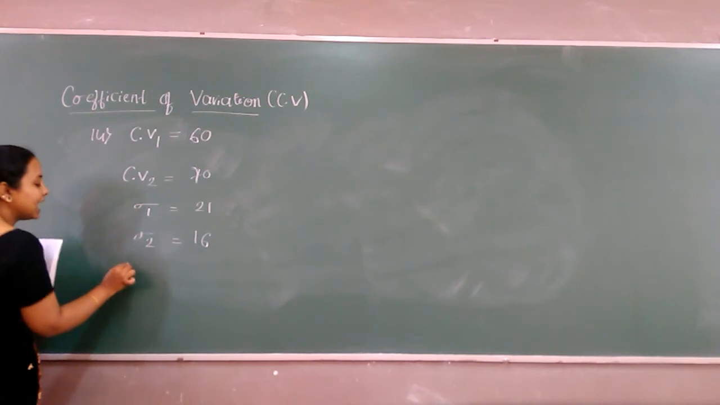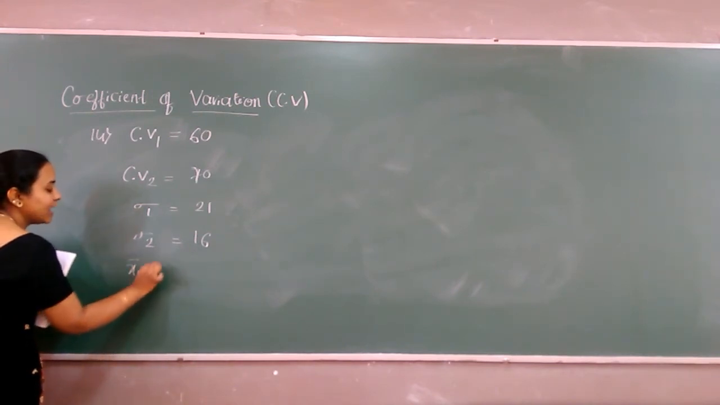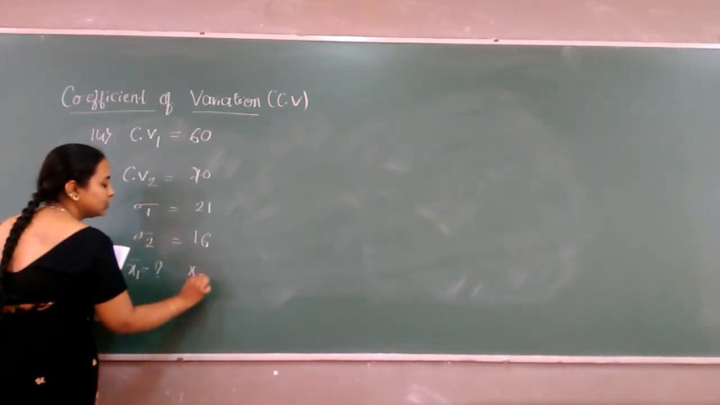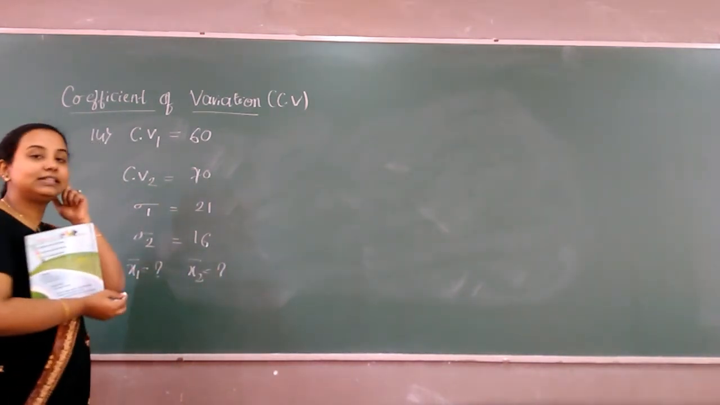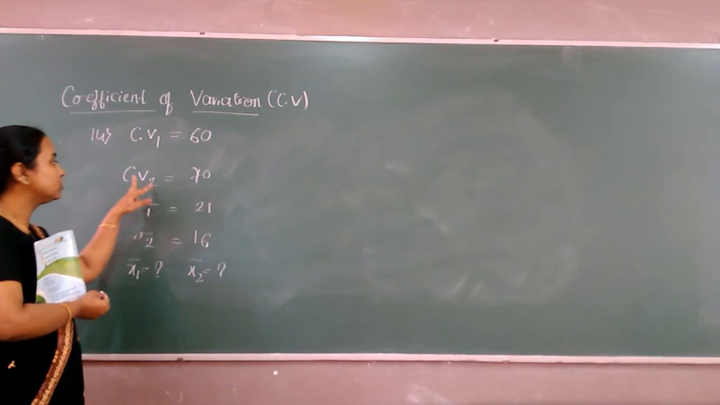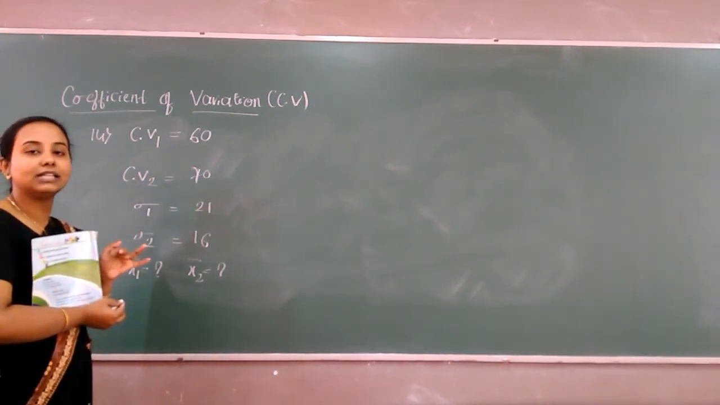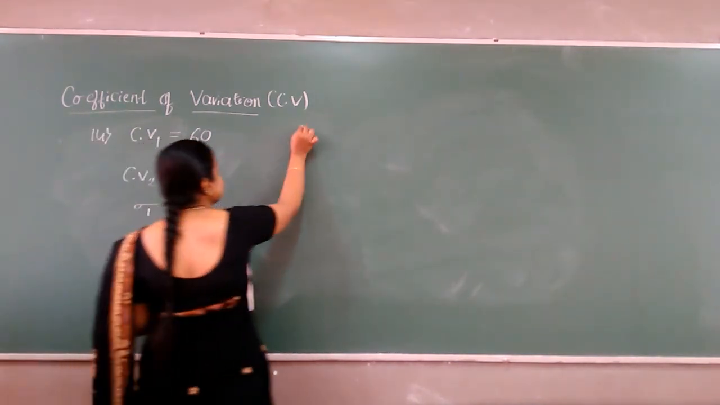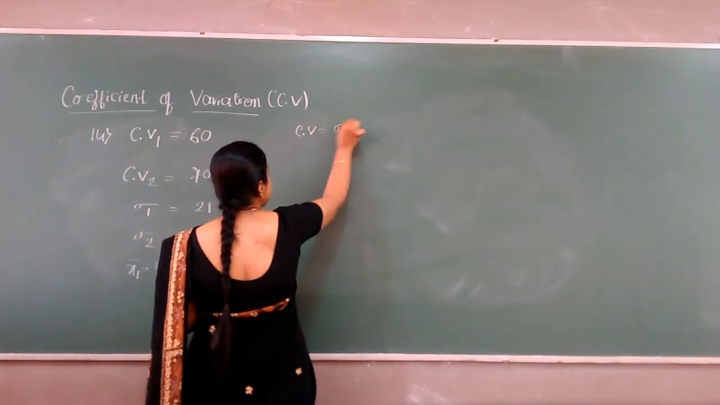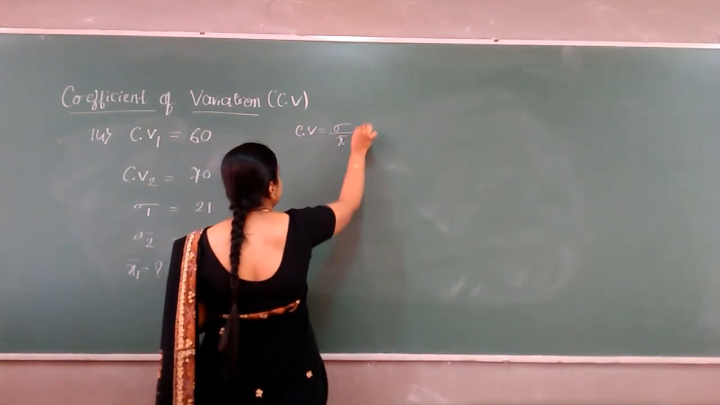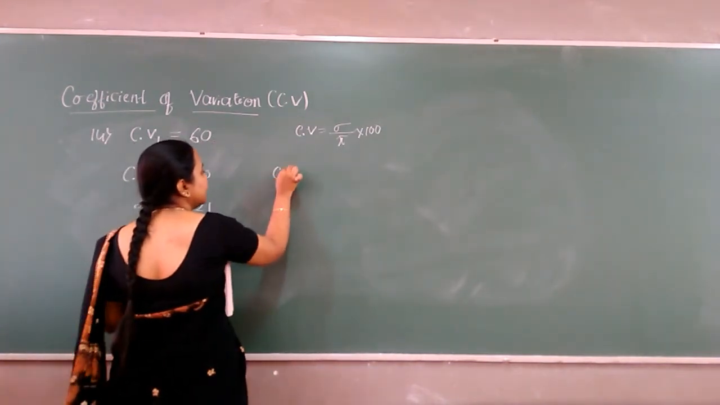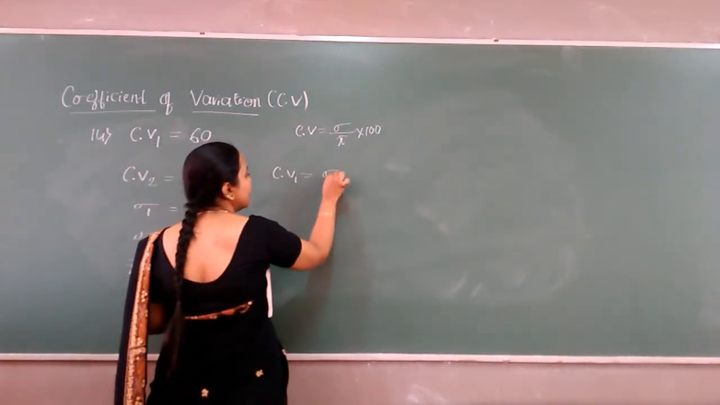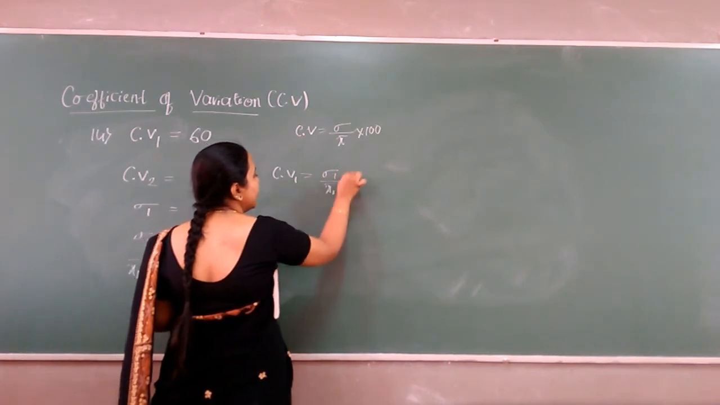Then what are they asking us? They are asking us to find the mean of the two distributions. In the formula, 3 unknowns were there. Here 2 are given, and we need to calculate the other unknown. What is our CV formula? It is standard deviation divided by mean, into 100. Right, so we can write the same formula for data 1.